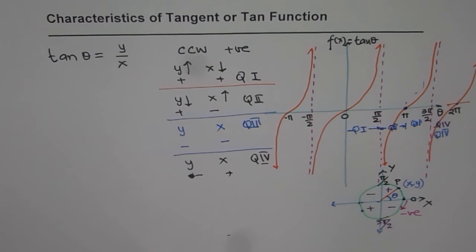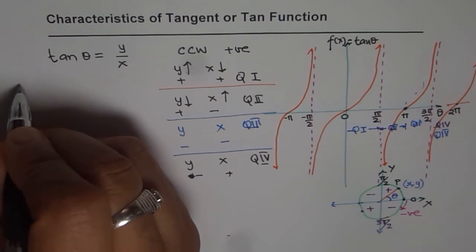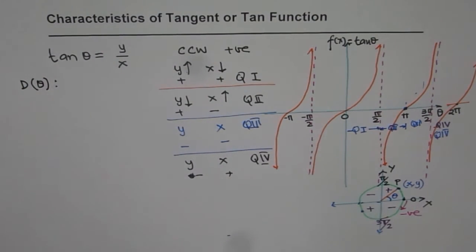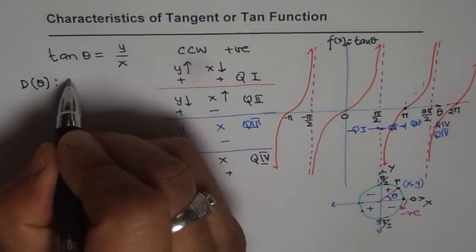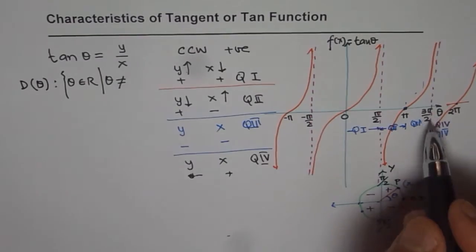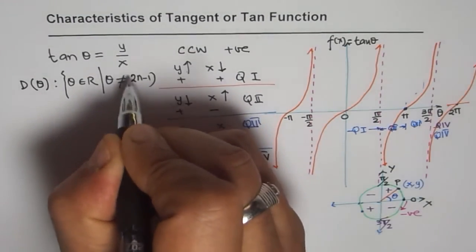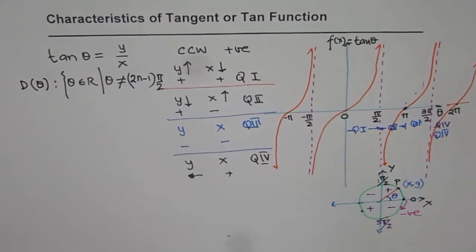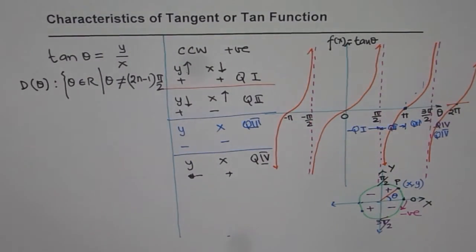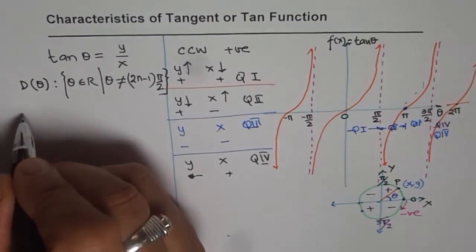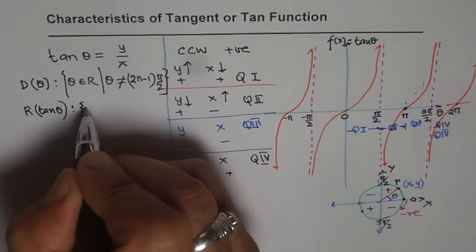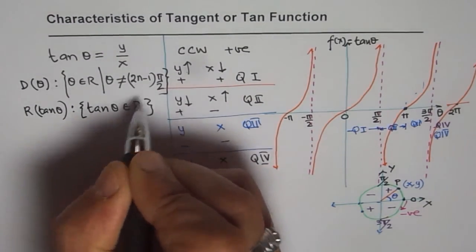Now let us write down the domain, range and zeros of the given function. Clearly, the domain of our function, that is, the allowable theta values: theta belongs to real numbers. However, theta is not equal to odd multiples of pi by 2. So odd multiples is (2n minus 1) times pi by 2. Let me draw a line so that we can write the characteristics on the left side. So that becomes the domain for tan. Range of tan theta: the function itself, tan theta, belongs to real numbers, all values, correct?